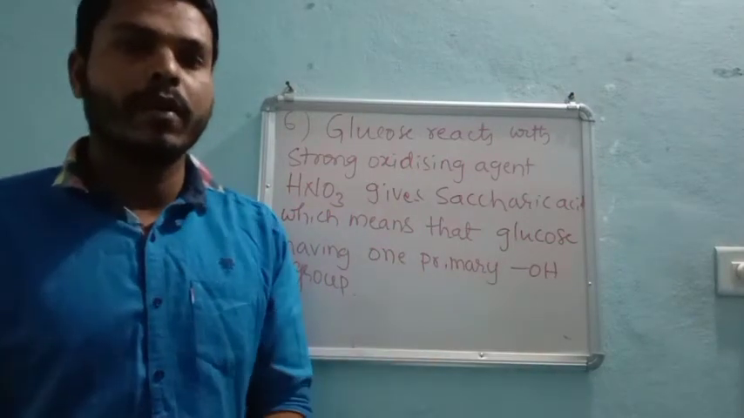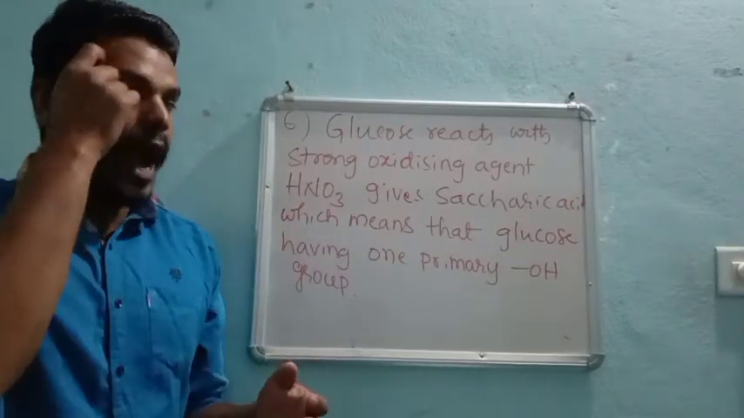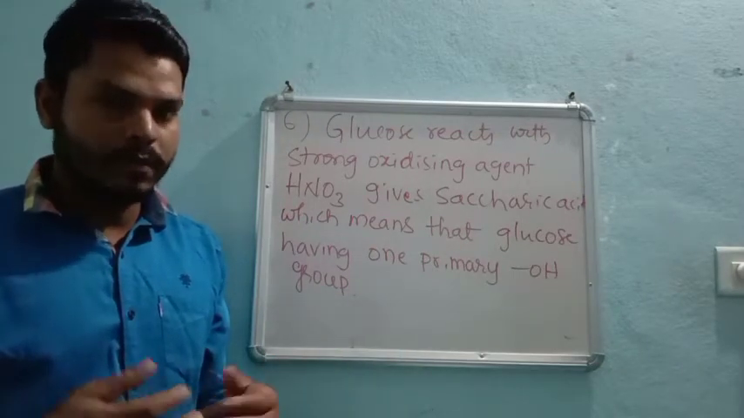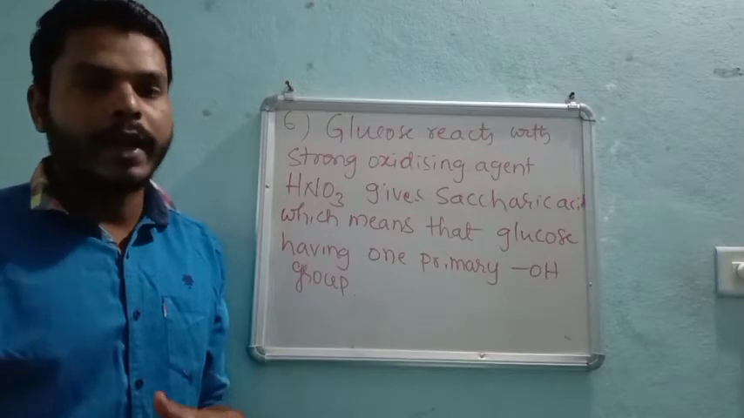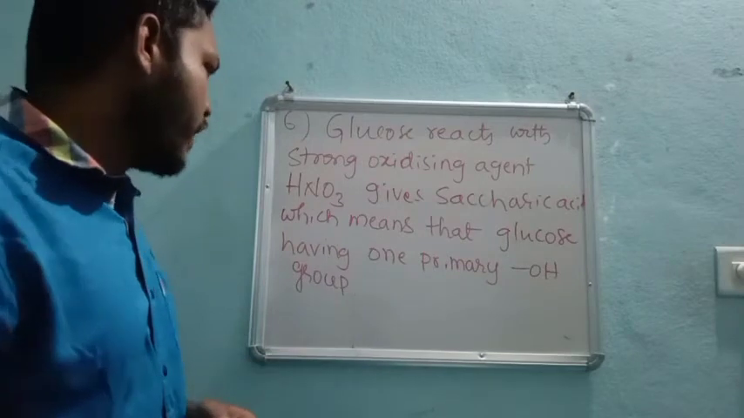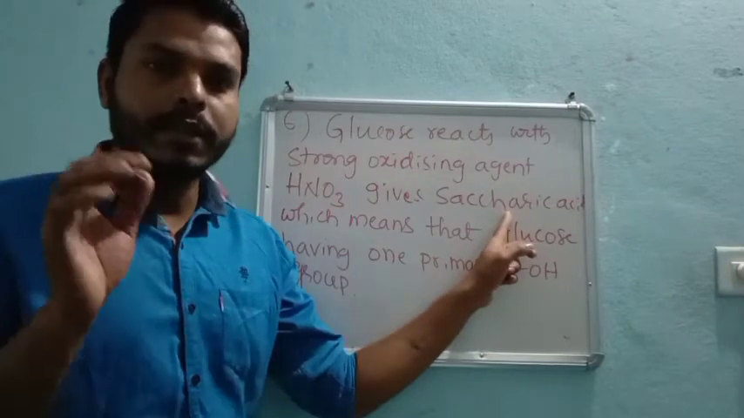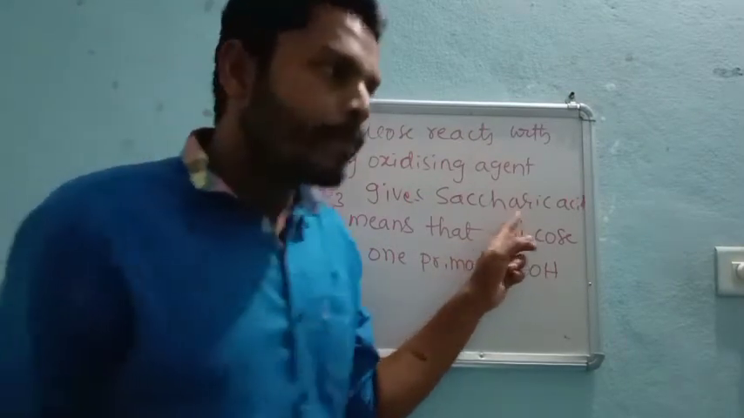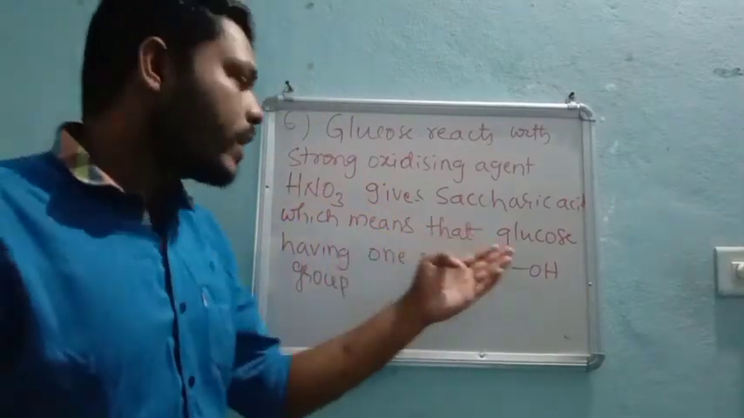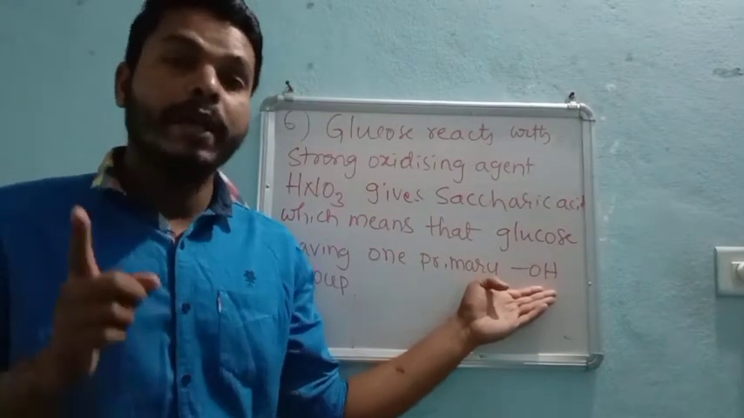An oxidizing agent, in organic chemistry, adds oxygen directly and removes hydrogen. So if we react glucose with nitric acid, it gives saccharic acid. The formation of saccharic acid confirms that among the five OH groups, there is one OH group which is a primary OH group.